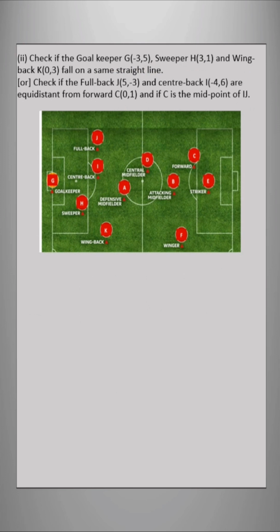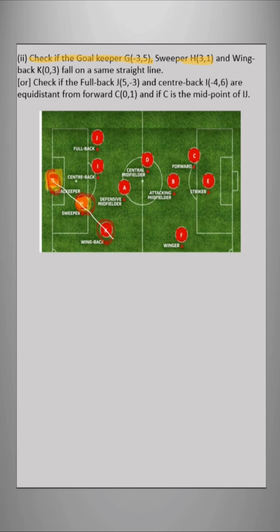The second question is check if the goalkeeper G (-3, 5), this one G, sweeper H (3, 1), this is H, and wing back K (0, 3), this is K, fall on the same straight line. Straight line means fall on the same straight line. If these points are in a straight line, the area of the triangle formed by these points is equal to 0.